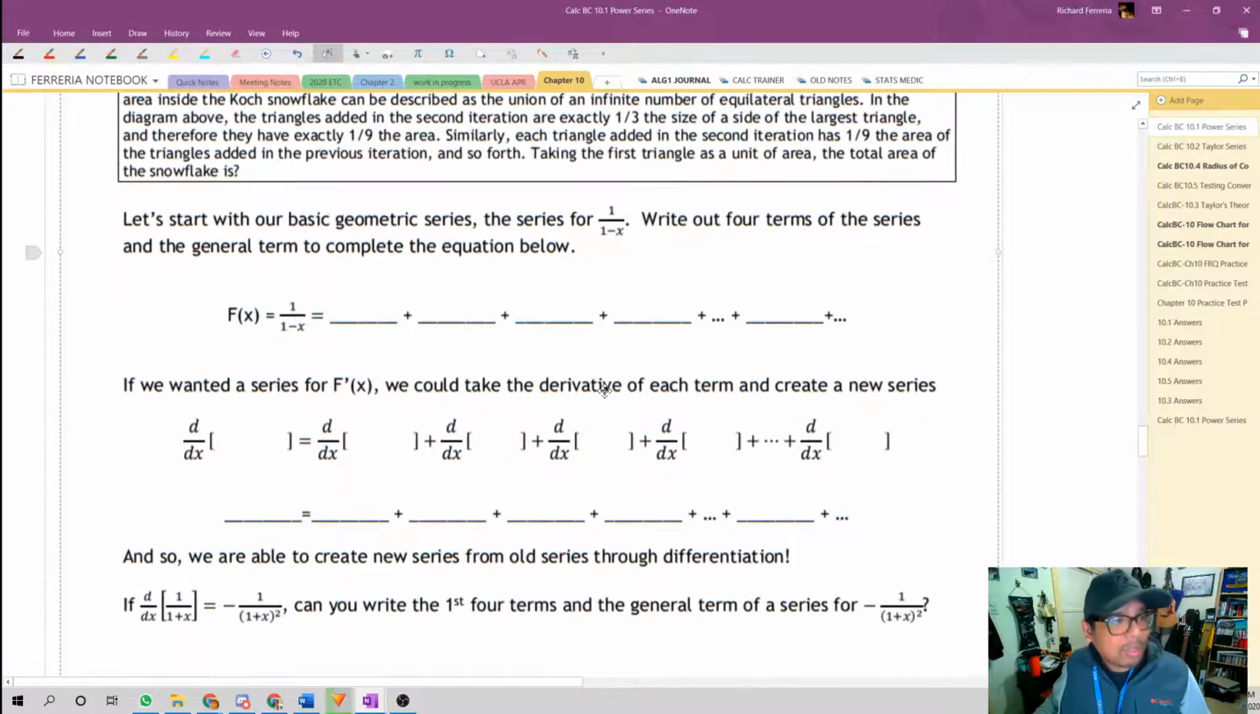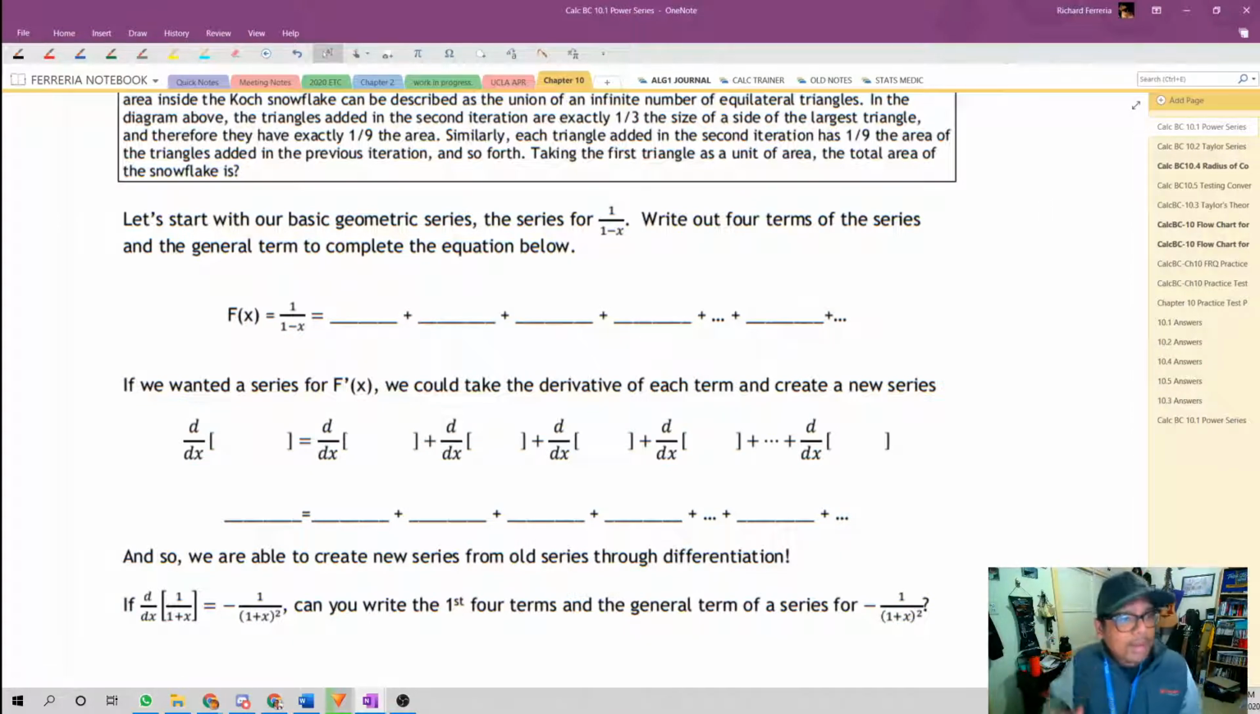The problem really begins with this part right here where it says, let's start with our basic geometric series, which is 1/(1 minus x), and it says to write out the first 4 terms and the general term. We did that a lot last time. So we got 1 plus x plus x squared plus x cubed plus x to the n. Now here's where the calculus comes in. If we want a series for the derivative of f, then we could take the derivative of each term, and that creates a whole new series. So from an old series, we can get a new series.